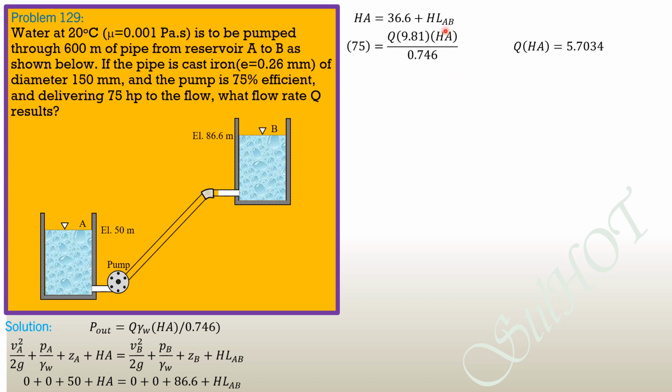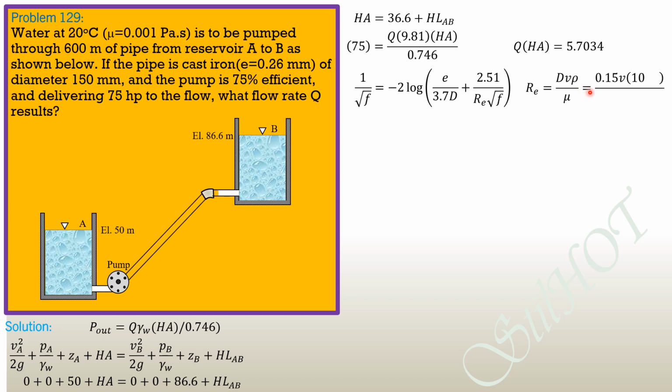5.7034. Likewise, for head loss from A to B, this is the Colebrook equation, 1 over square root of F equals negative 2 log of E over 3.7 D plus 2.51 over Reynolds number times square root of F. And we must have an expression for F in terms of V. So Reynolds number, diameter, mean velocity, density over viscosity. So diameter 0.15, mean velocity we do not know V, density of water 1000 over viscosity 0.001. So the Reynolds number is equal to 150,000 V.